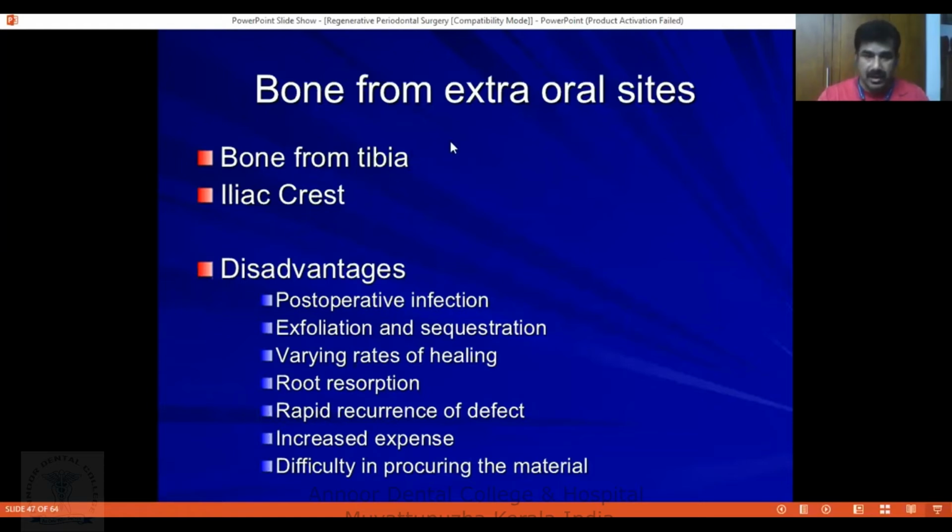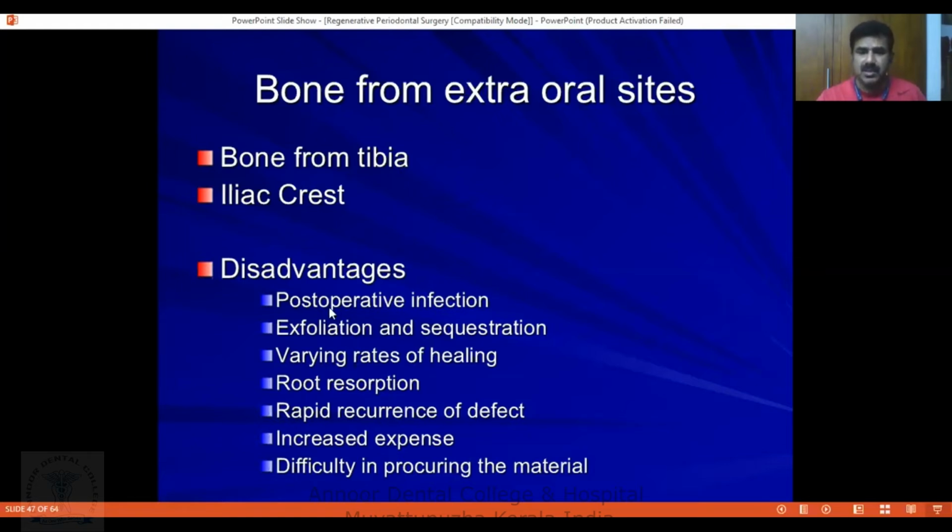Now, are our dental surgeons or even maxillofacial surgeons trained to obtain such a large amount of bone from extraoral sites? No, they are not trained. So you need an anesthetist, you need a theater setting, you need a surgeon. So the cost and everything, then there's morbidity to the patient, everything is associated. A lot of disadvantages for bone from extraoral sites.